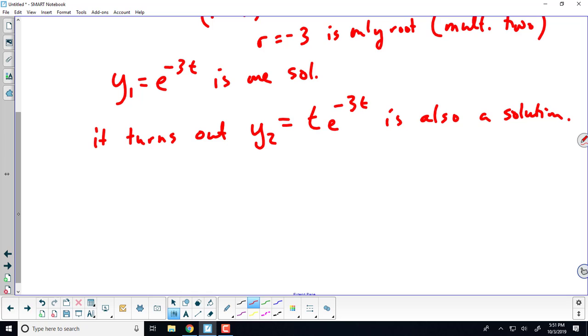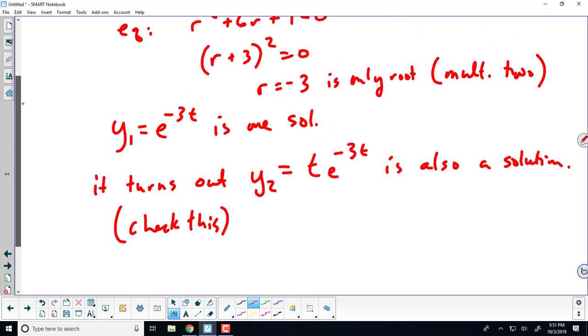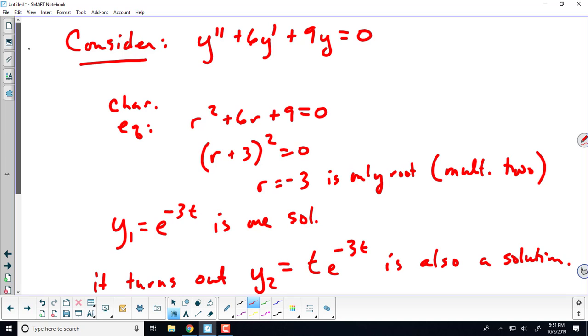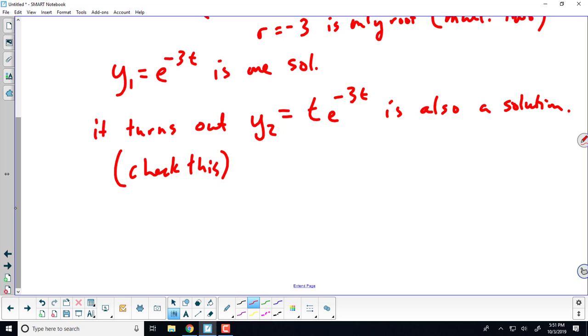I'll let you check this on your own time, just because I want to keep moving through this. You'll have to do the product rule when you take its derivative, and then when you take the second derivative, you'll have to do another product rule, and then substitute everything into the ODE. Do you guys feel pretty comfortable doing that? So it's a solution, and I'll let you check that. Now we've got two solutions, and what do we need to do? Make sure they're linearly independent. As long as they're linearly independent, we're done.